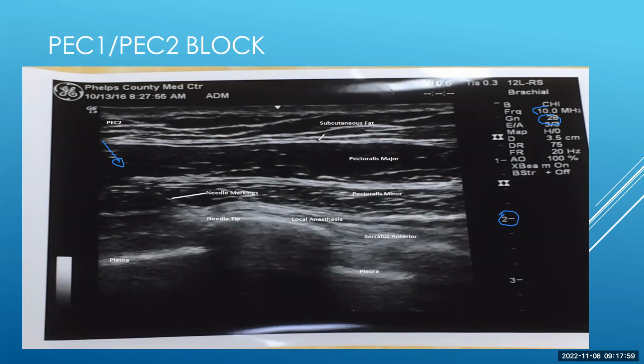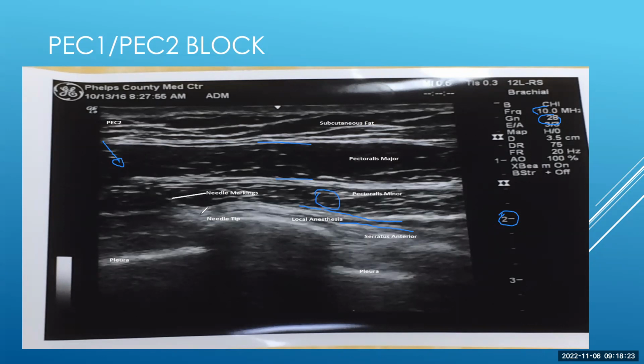You can see here again we have subcutaneous fat. We see a nice hyperechoic plane here. This signifies the top of the pectoralis muscle, the bottom of the pectoralis muscle, the top of the pectoralis minor, and the bottom of the pectoralis minor. And the serratus anterior is more hyperechoic. This would be considered more of a hypoechoic area.